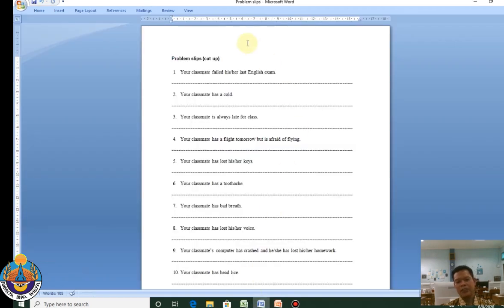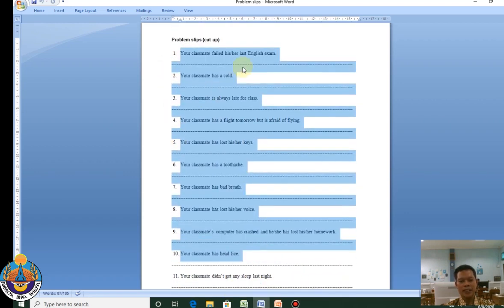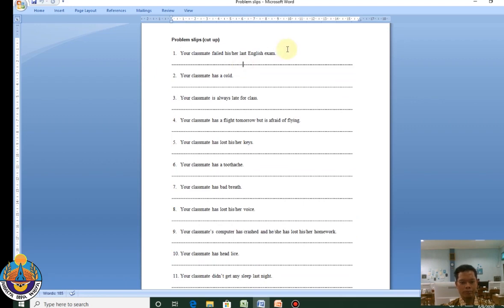Now please you see this file. Please you write down in your textbook. How about if your friend has the following condition? Please you write down your suggestion in your notebook. Just do number 1 to number 10.